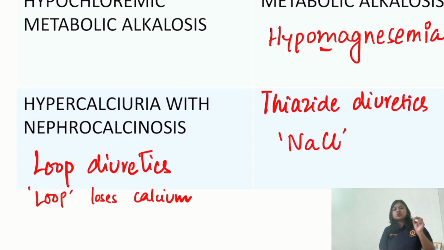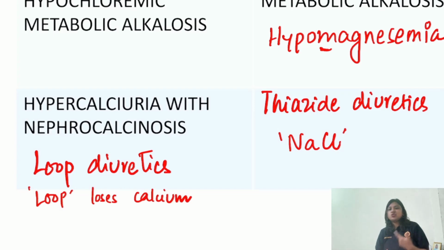Okay. So if the loop loses calcium, where is it going to lose it? It is going to lose it in the kidney, in the urine. So we are going to have hypercalciuria and nephrocalcinosis. See, nephrocalcinosis is a very important topic. So nephrocalcinosis, that is renal stones. So which tubulopathy results in renal stones? The answer will be Bartter syndrome.